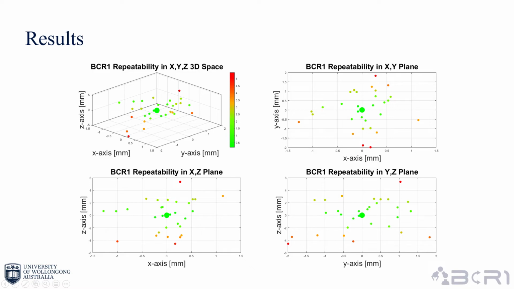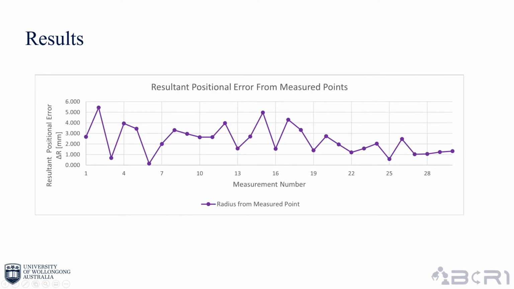It was evident that the XY plane has the greatest repeatability, whilst the XZ and YZ plane have more significant variance in the distance from the test mean. To determine the overall repeatability of the arm, the distance formula in a straight line was used to determine the distance from the mean test point. The overall resultant positional error can be seen with the largest deviation being 5.488 millimeters.